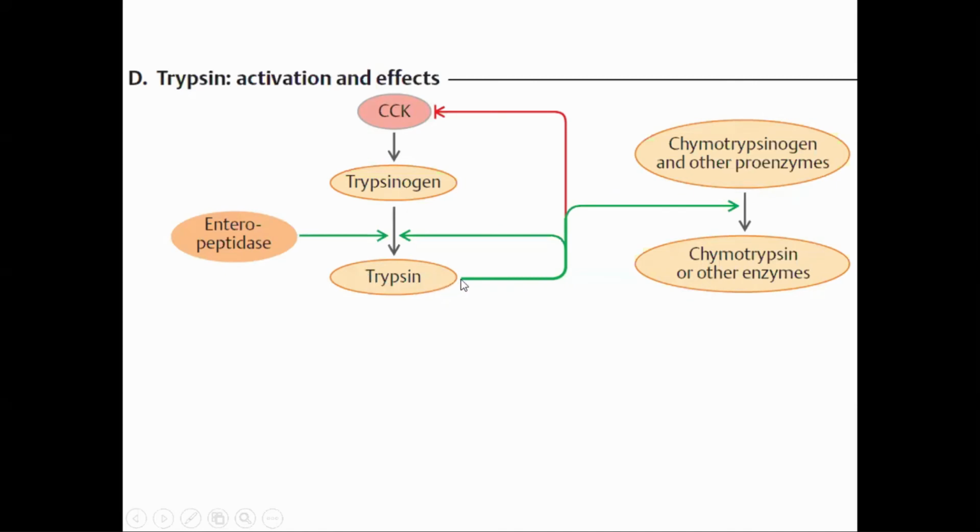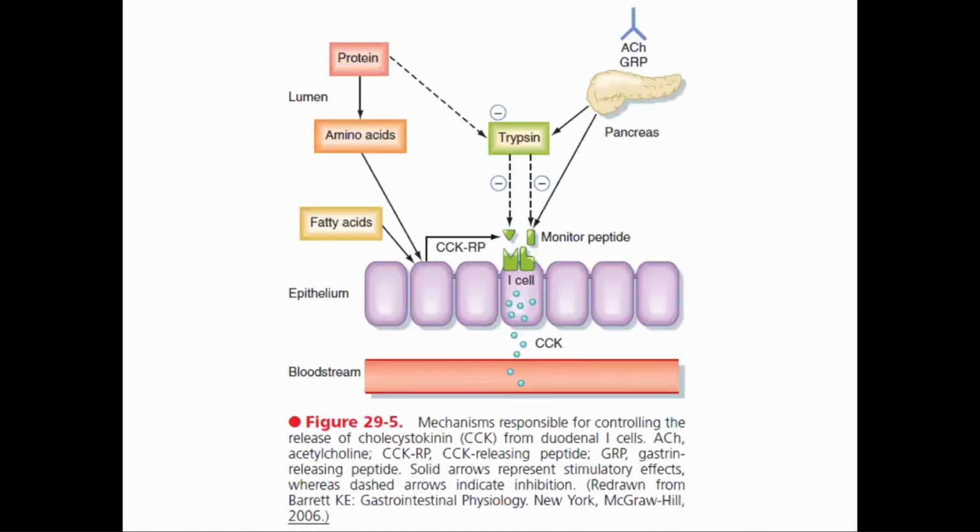So this trypsin, once it becomes more in the circulation, inhibits the cholecystokinin secretion. These are the I cells, the cholecystokinin-secreting cells. When there are proteins, amino acids, and fats, they will activate the I cell secretion. Cholecystokinin is secreted into the blood, goes through the blood, acts on the pancreas and causes release of the enzymes. If the enzymes are released, they will inhibit the cholecystokinin secretion. This is the negative sign.